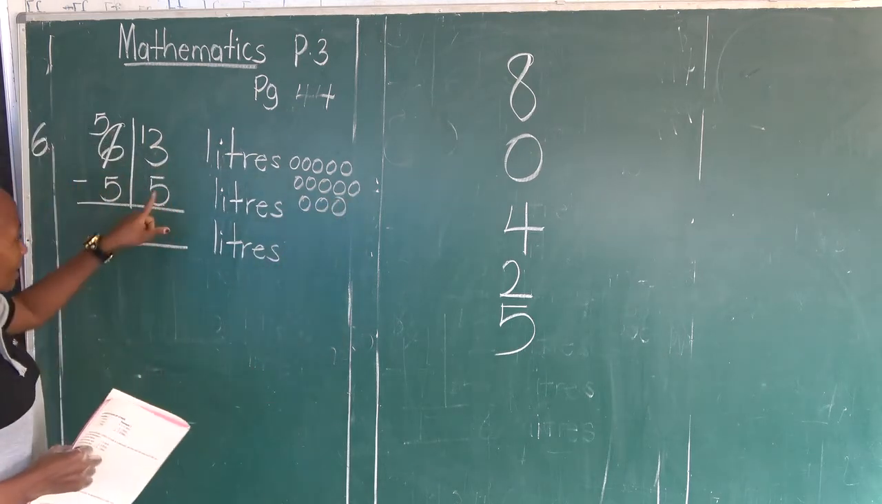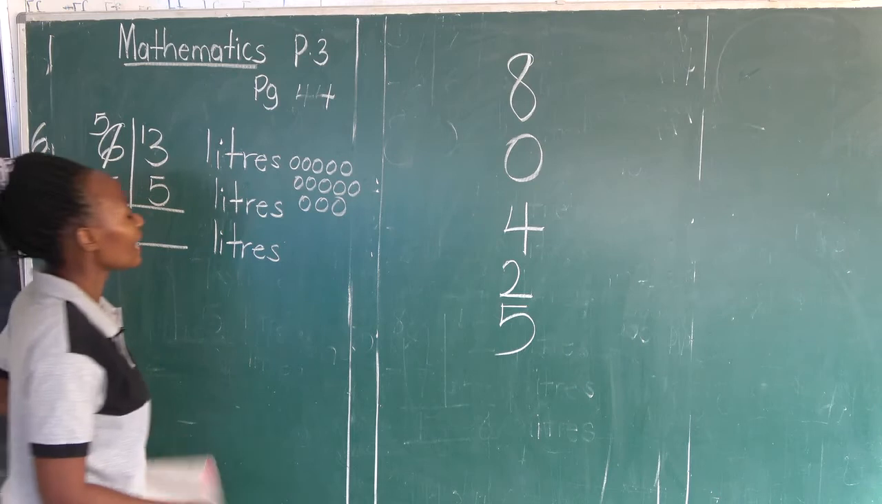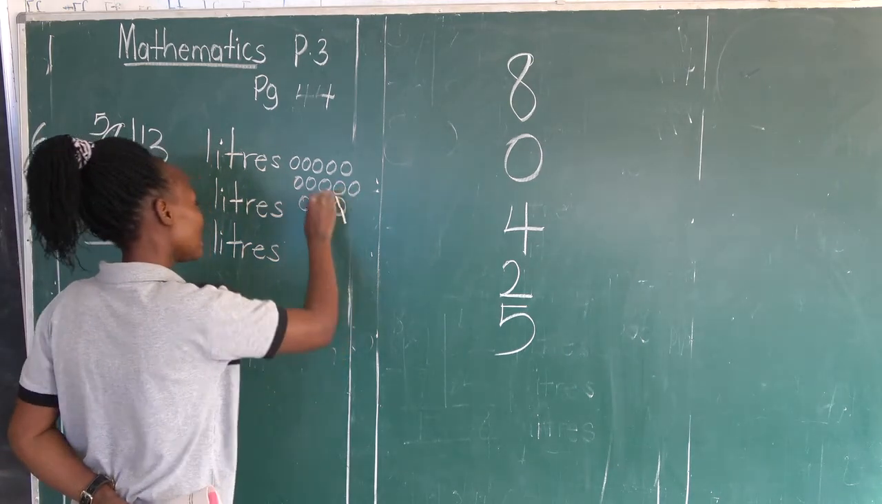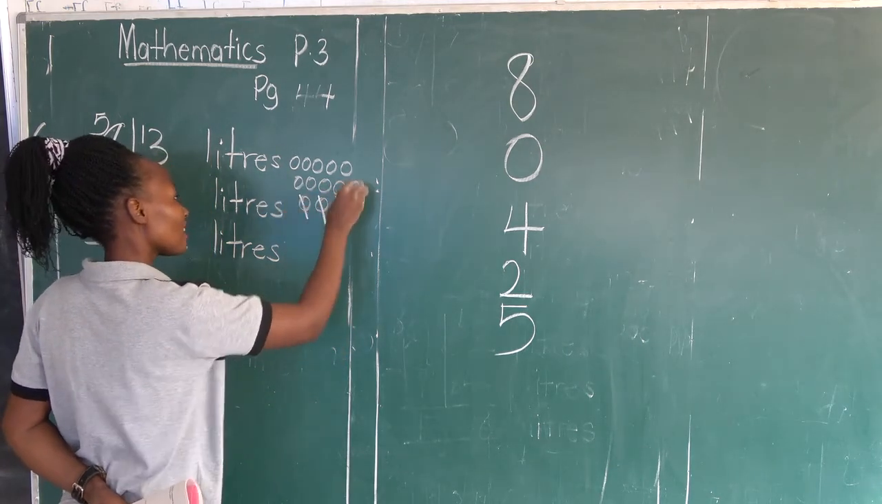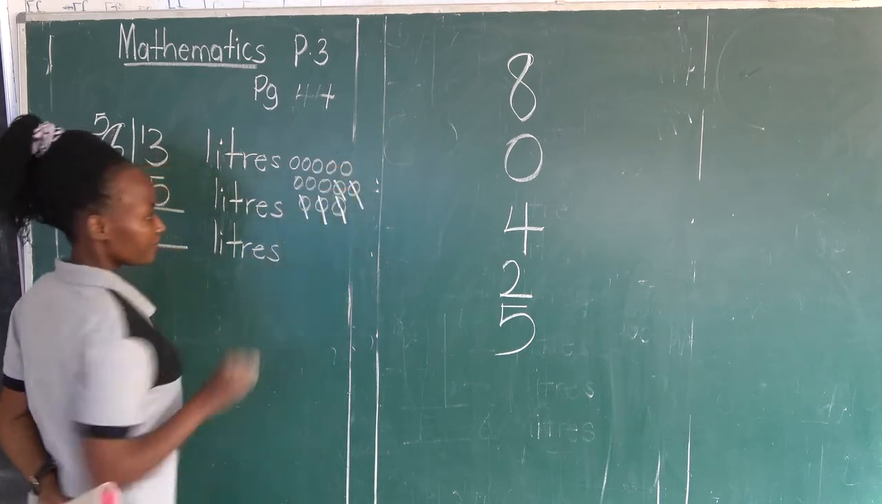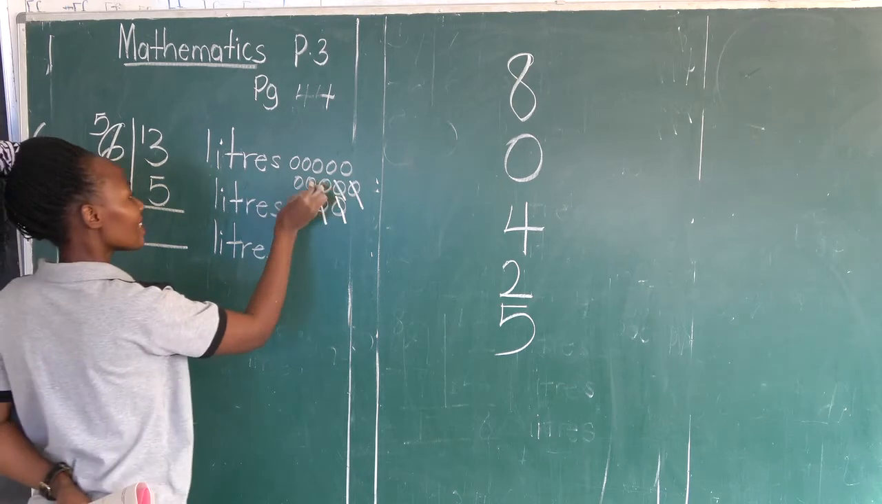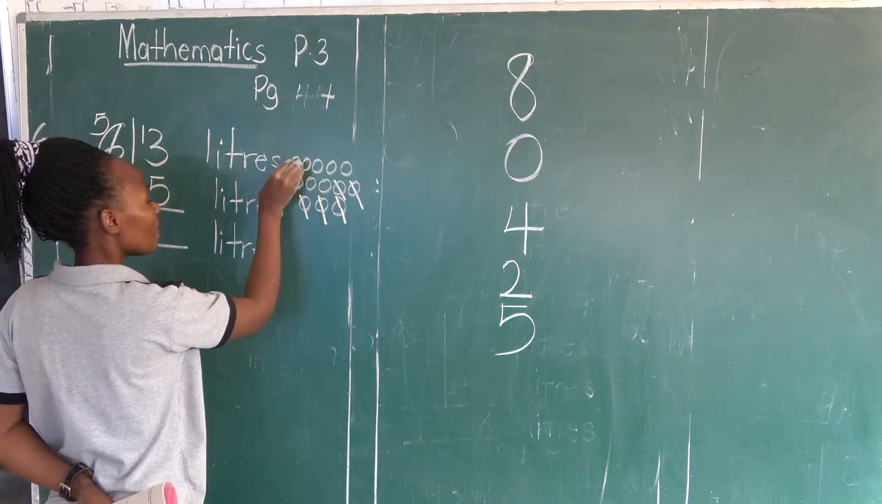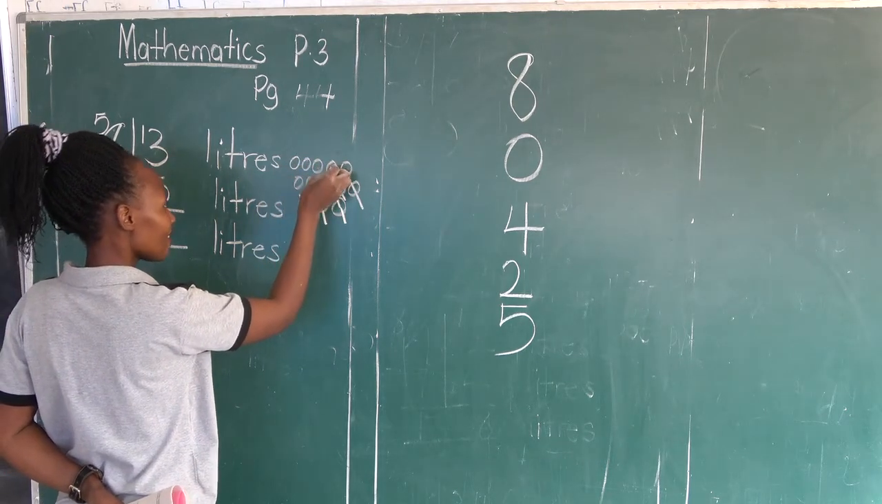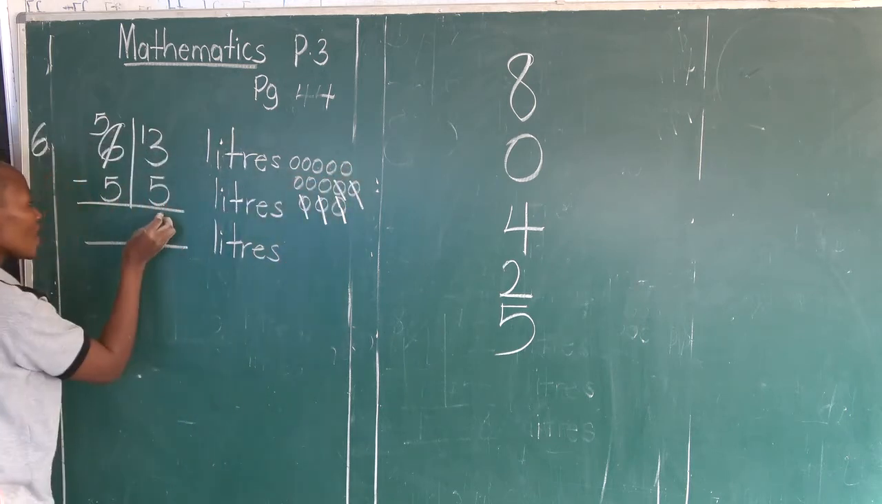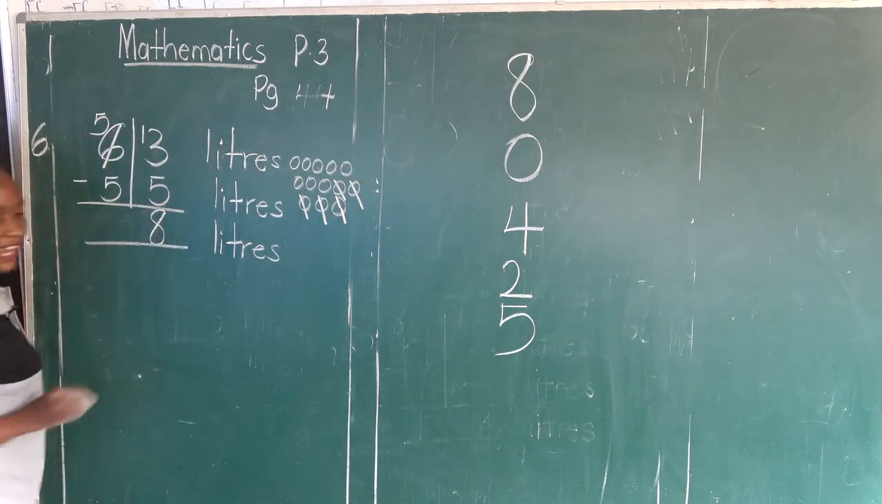Now 13, take away 5. I'm crossing out 5. 1, 2, 3, 4, 5. Now we are counting the remainder. 1, 2, 3, 4, 5, 6, 7, 8. We write our 8 under ones.